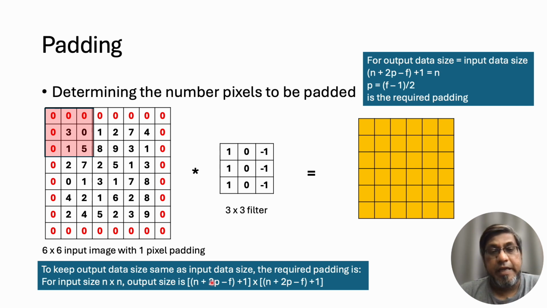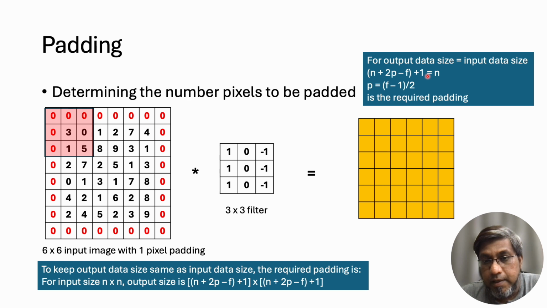For example, if we want the output dimension to be the same as the input dimension, the input dimension is 6 by 6, so n equals 6, and we want the output dimension to be the same n by n, which is 6 by 6. So we basically equate the output dimension with the input dimension. We equate n + 2p - f + 1 to n, and then solve for p. The n on both sides will cancel out, so we end up with 2p - f + 1 equal to 1.